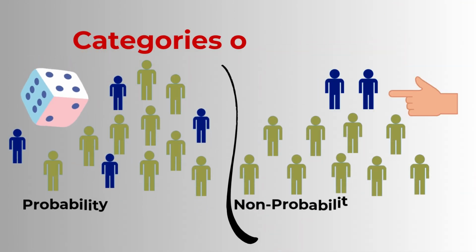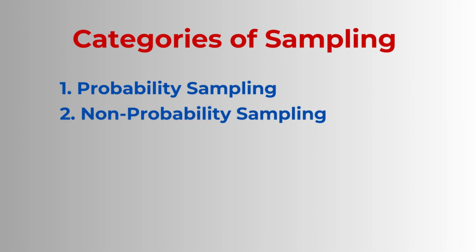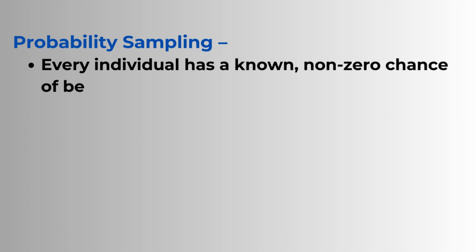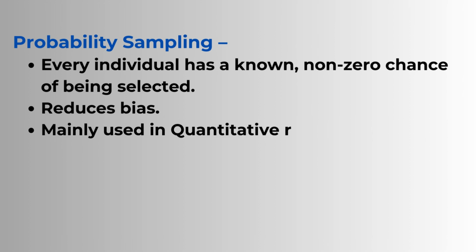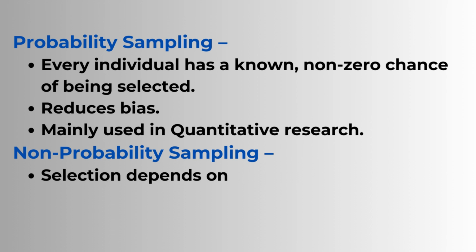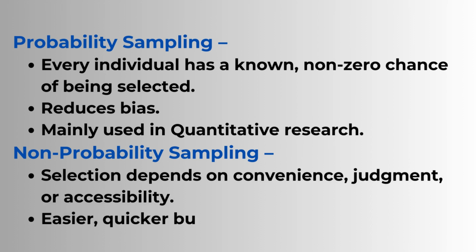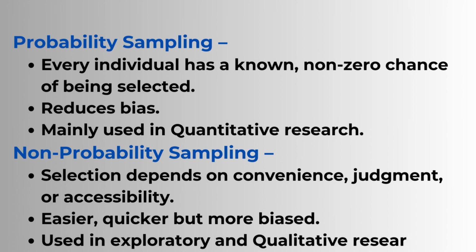Now, let's move on to categories of sampling. All sampling methods fall in two broad categories. First, probability sampling, and second, non-probability sampling. Probability sampling is where every individual in the population has a known non-zero chance of being selected. This reduces bias. It is mainly used in quantitative research. And non-probability sampling is where selection depends on convenience, judgment, or accessibility. This is easier and quicker but more biased. It is often used in exploratory or qualitative research.